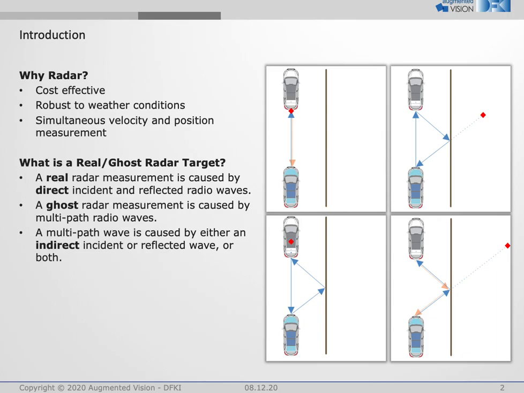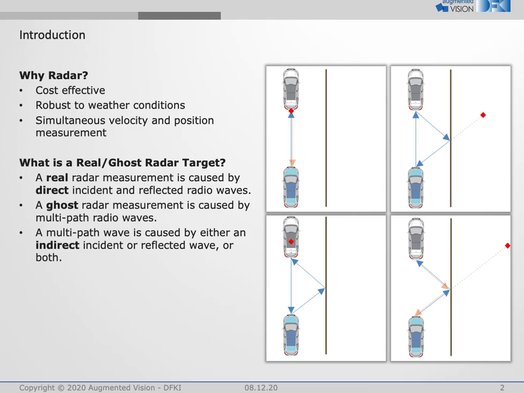So first, I'd like to answer the question, why radar? Radar is relatively cheap to produce and robust to different weather conditions, and can simultaneously measure velocity and position of targets. This makes radar a very attractive sensor for advanced driver assistance systems and autonomous driving. However, due to the nature of radar sensor operation, the possibility of ghost target measurements arises.